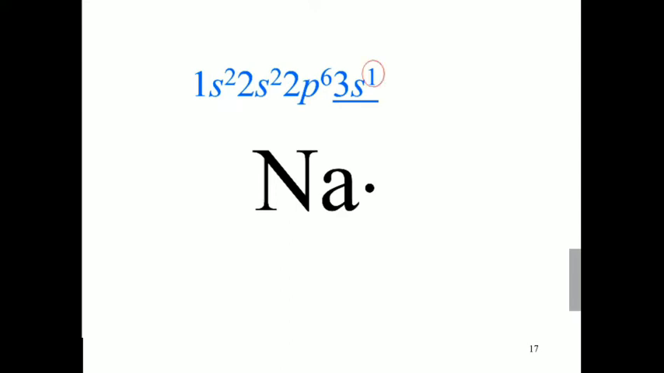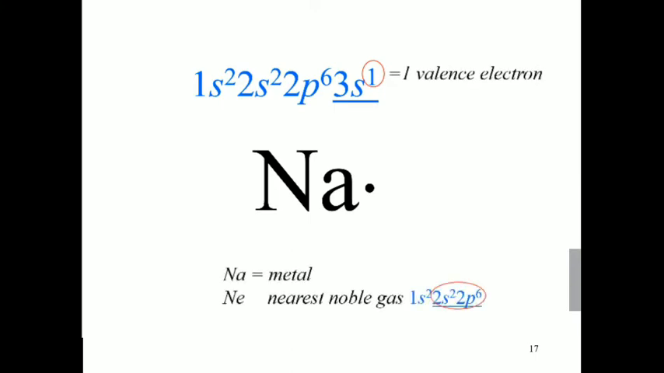The nearest noble gas from sodium is also neon. But first, let's take note of the number of valence electrons. The outermost energy level for sodium is 3, with only 1 orbital available, which is s, and with only 1 electron distributed in that s orbital. So that gives us 1 valence electron, and to represent that in its Lewis dot structure is 1 dot here.